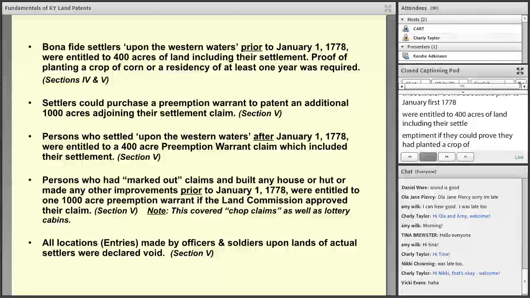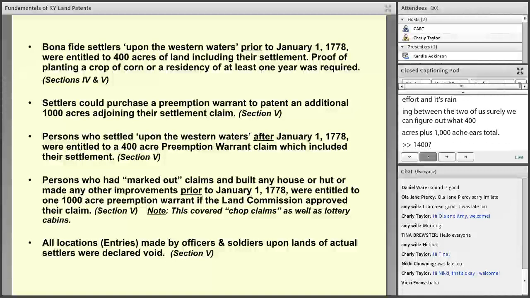400 acres, totally, that's not enough land. I mean, look out. You saw how big Kentucky was. We want a little bit more than that. So the land law said settlers could purchase a preemption warrant to patent an additional 1,000 acres adjoining their settlement claim. So let's see, it's early here in Frankfort and it's raining. Between the two of us, surely we can figure out what 400 acres plus 1,000 acres would total. 1,400? I'm coming up with 1,400 acres as well.